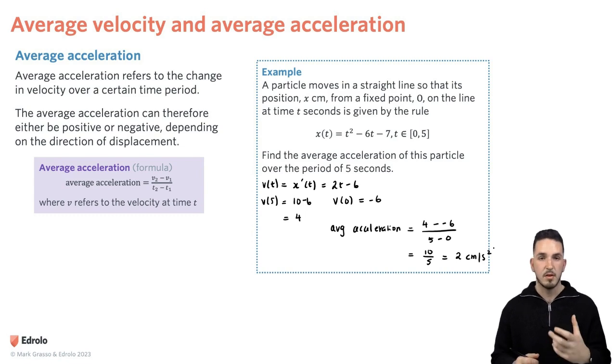So again, just be careful with the units. Average velocity is per second, acceleration is per second squared.